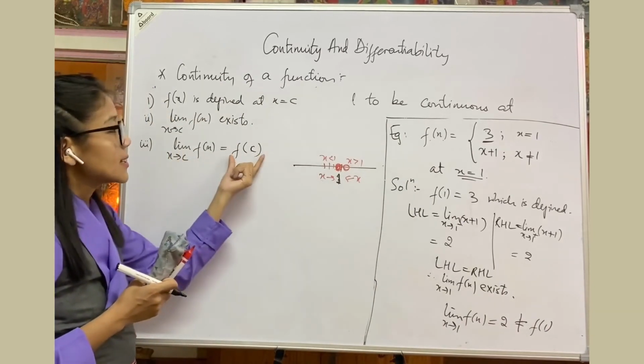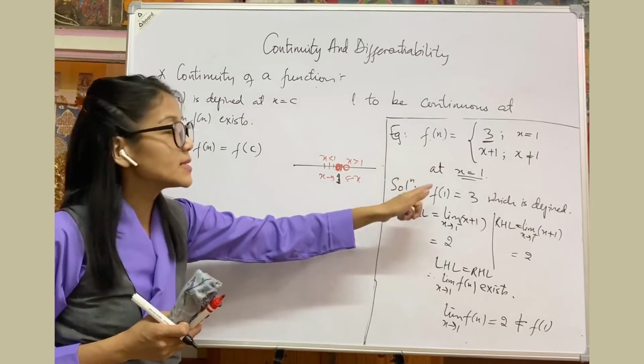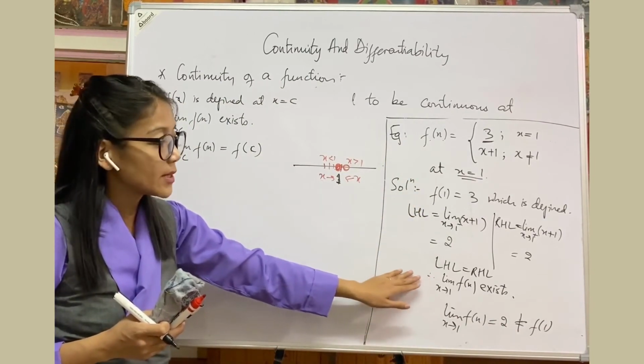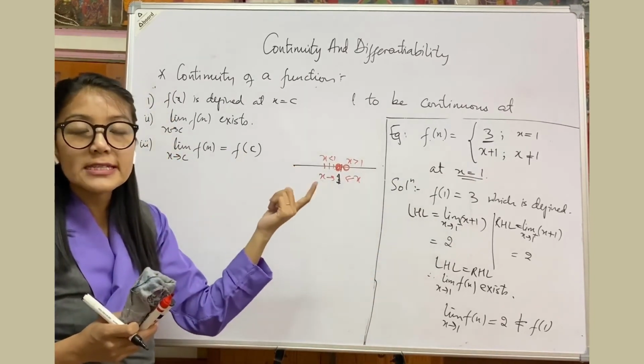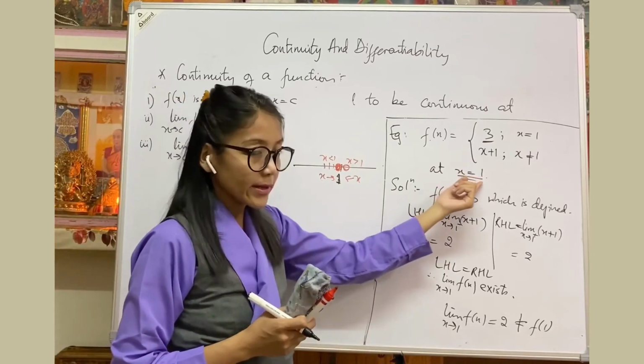Third condition is whatever value you got in the first case, that is the function value at that point, is not equals to the limit. Left hand limit and right hand limit. So therefore it is not satisfying the third condition. Therefore the function again is discontinuous at 1. Is that clear?